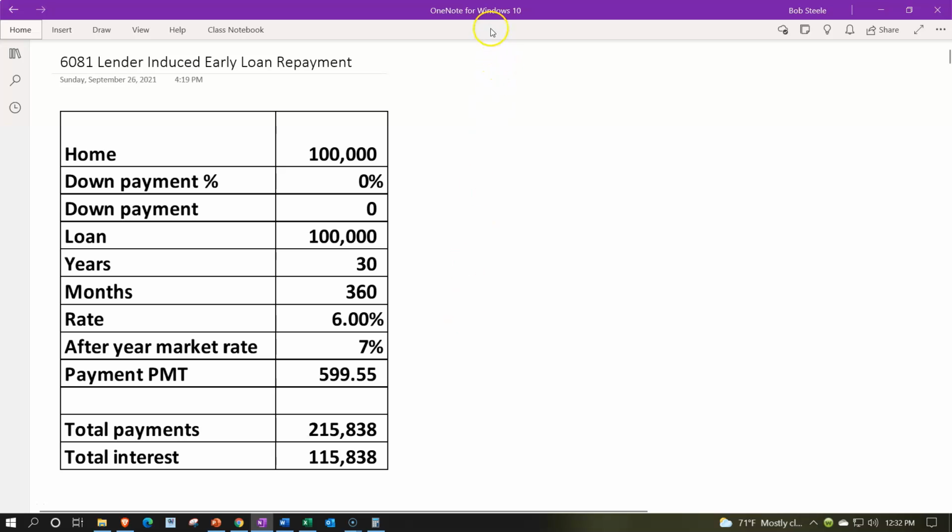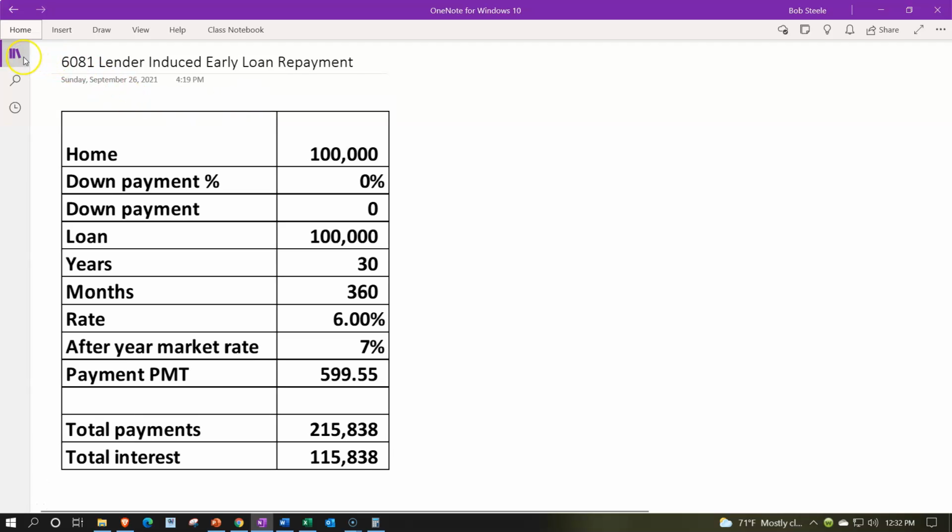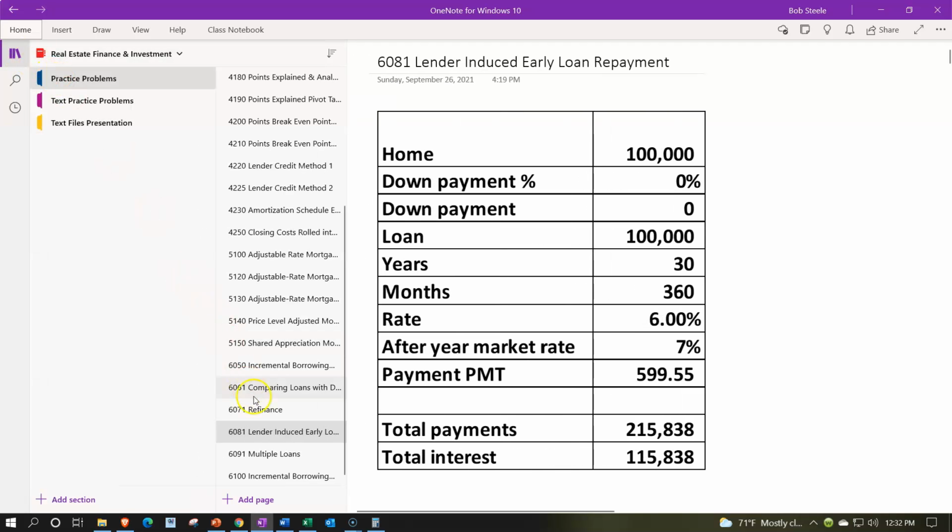If you have access to OneNote and would like to follow along, you're not required to, but if you would like to, we're in the icon, left-hand side, Practice Problems tab, down in the 6081 Lender-Induced Early Loan Repayment tab.